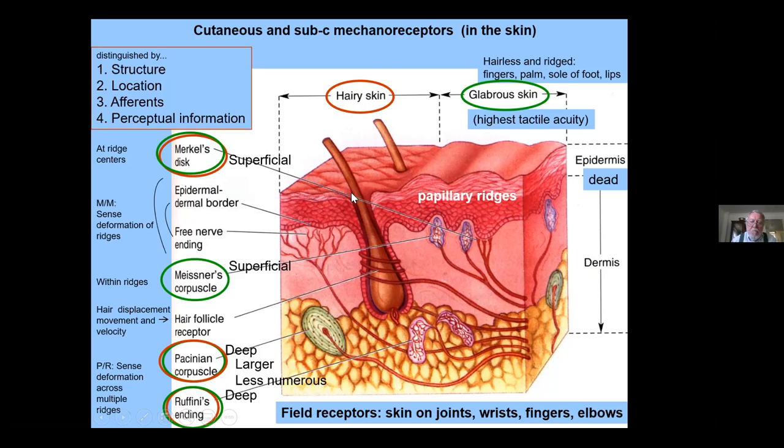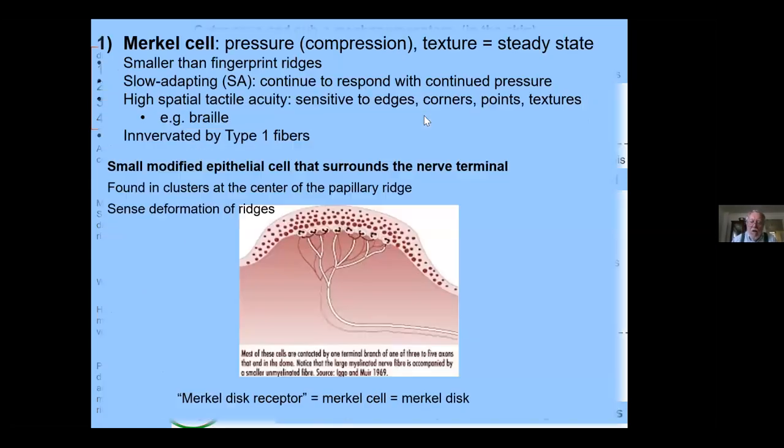We then have in deeper skin, the Pacinian corpuscles, which play a role with vibration. And then we have the Ruffini nerve endings. And you can see the Ruffini nerve endings are tied very much into non-glabrous or hairy skin. But the most important thing is with glabrous skin, and of course we don't have hairs growing out of our fingertips, because that's the place where we have the highest degree of tactile acuity in the fingers, the palm, the sole of foot, the lips, etc. These have very, very high acuity versus other parts of the skin.